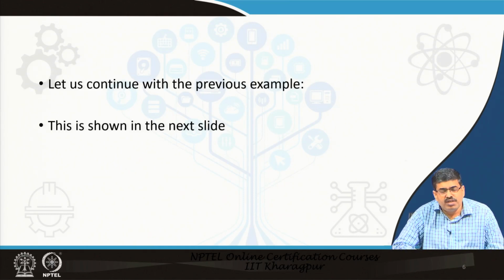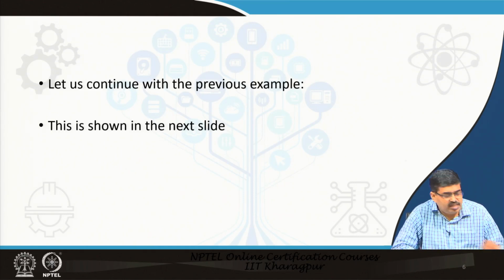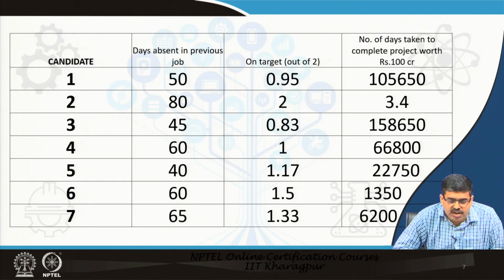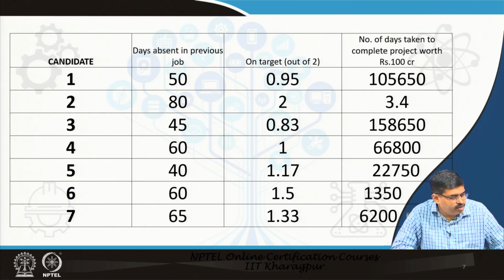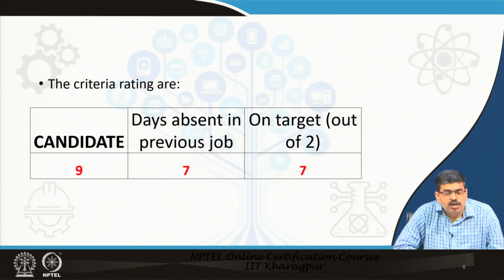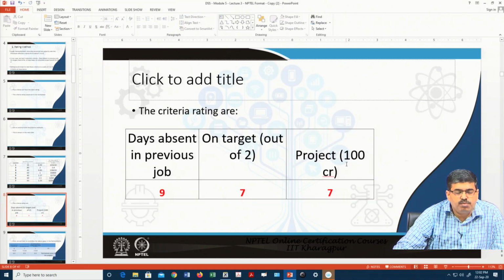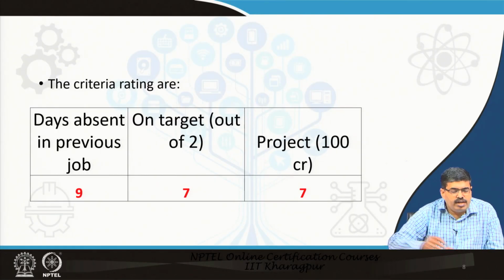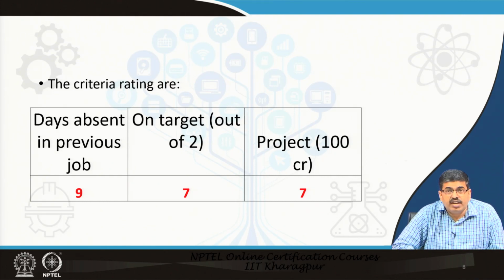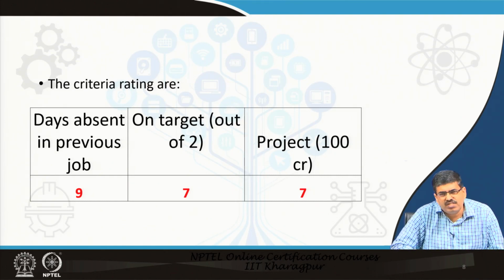Let us continue with the previous example. This is shown in the next slide. This was the original criteria with which we started our employee selection. Now, the criteria ratings are: days absent in previous job 9, on target 7, and project 100 crore also they have said is equally important, that is also 7.